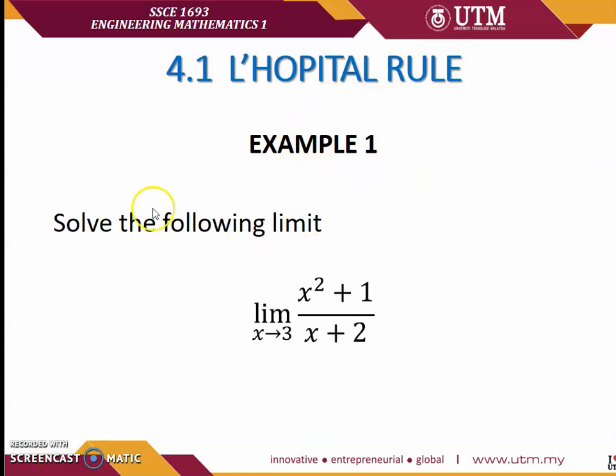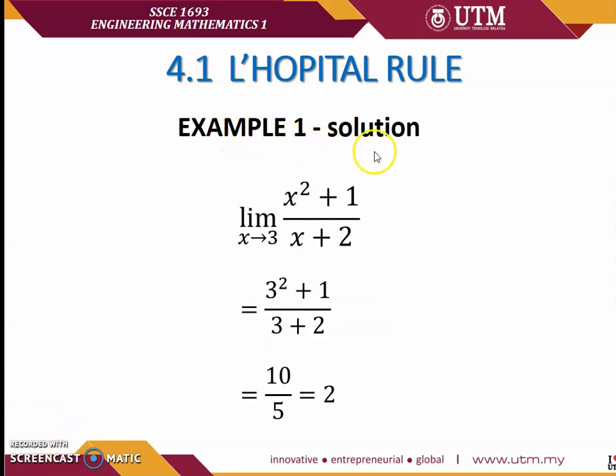Look at this example, example 1. We want to look at how to solve the limit. Solve the following limit: limit as x tends to 3 of x squared plus 1 over x plus 2. As in the previous slide, we need to substitute the value of a. In this case a is equal to 3, so we substitute into f(x) and also g(x), replacing x with 3.